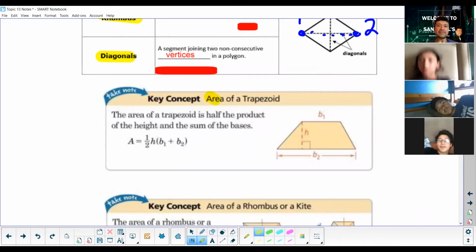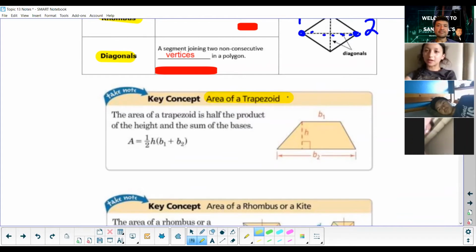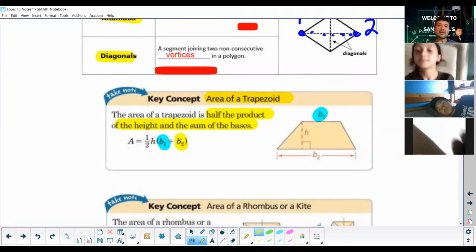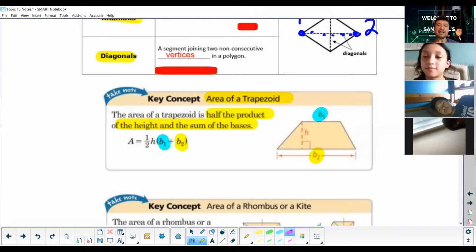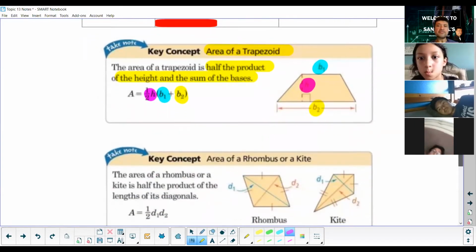Read the area of a trapezoid. The area of a trapezoid is half of the product of the height and the sum of the bases. All right, excellent. In very easy terms, I guarantee you that if you add the two bases and you multiply by the height, and then you multiply by half, you're guaranteed to get the area of a trapezoid. So an easy formula, maybe new for some of you.